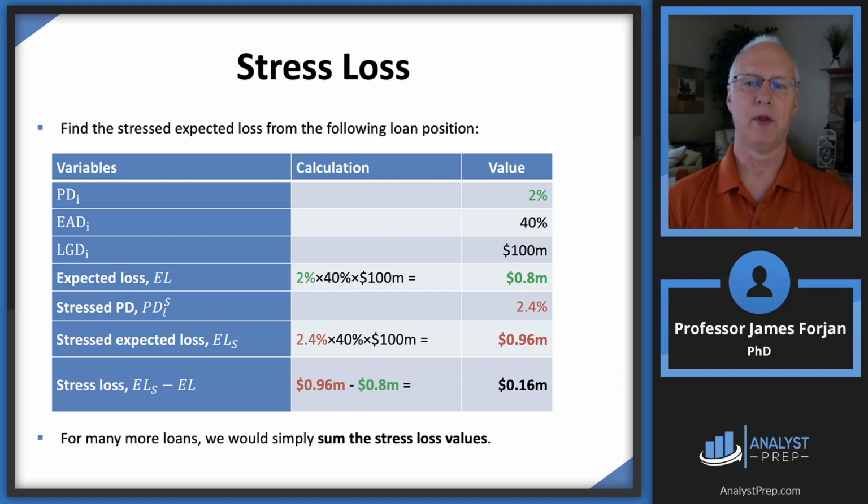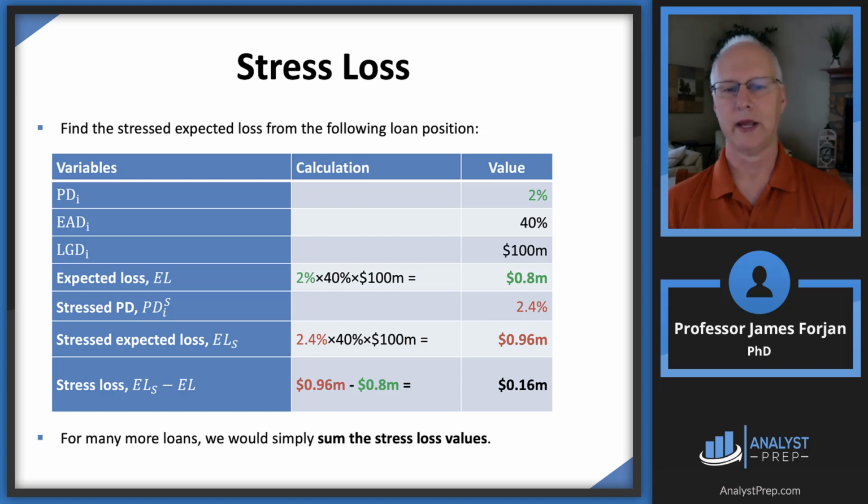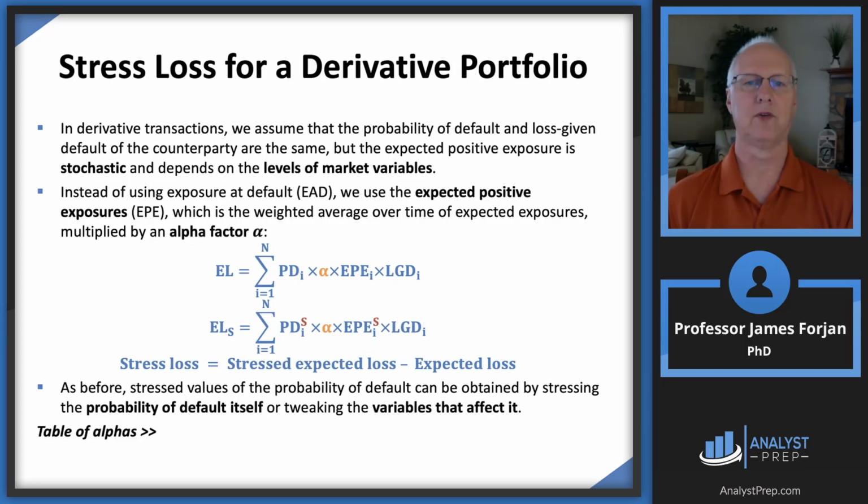So it's important to remember that you're not going to just say 2% and then 2.4%. I mean, you're going to put tremendous thought and rigor into coming up with that stress probability of default. So go ahead and recompute the expected loss and then just take the difference between the two. And that gets you up to $0.16 million of a stress loss. And of course, look at the bottom block point. All we're going to do is just sum the stress losses. This was our first loan, right? So we have another loan and we have a third loan, et cetera, et cetera.